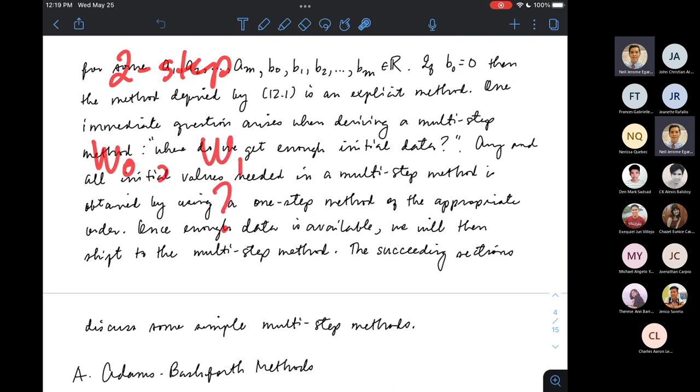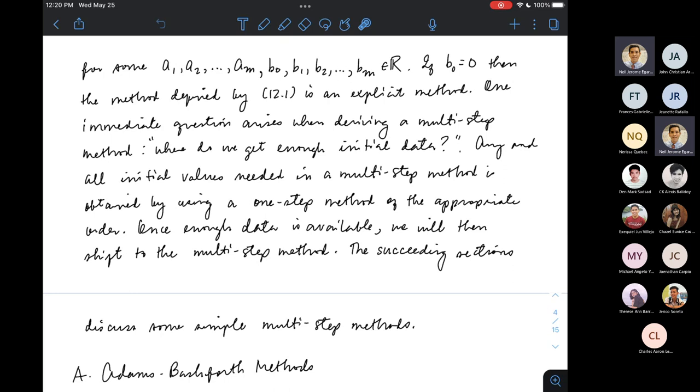Now, I'll need to see ano yung order ng two-step method. If my two-step method is of order big O of H, then I need to find an order 1, one-step method para compute si W sub 1. So, pwede kang mag-Euler's method para makompute si W sub 1. And then, once W sub 1 is computed, then we can proceed to compute W sub 2 using our formula. Okay? Kung order 2 naman yung two-step method mo, so big O of H squared yung truncation error niya, pipili ka ng order 2 method para makompute si W sub 1. And then the train will get going once you try to compute W sub 2 and so on.